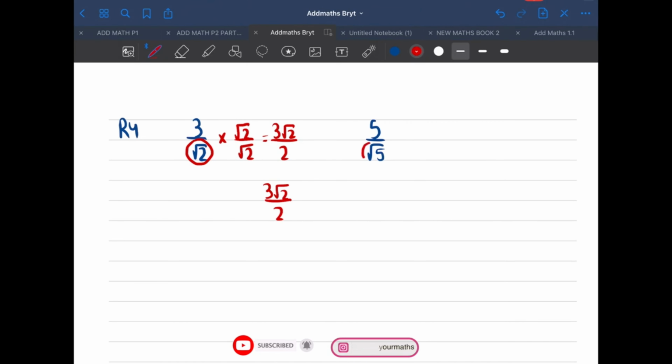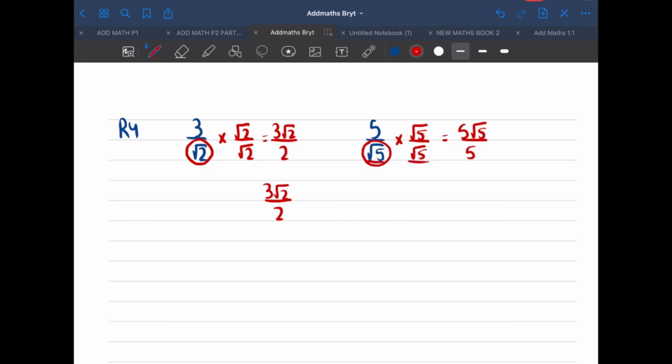Here, there is a single term in the denominator, and a root in the denominator is not allowed. How will you rationalize this? You're going to multiply by under root 5 in the numerator and in the denominator. So it's going to become 5 under root 5 divided by 5, based on rule 1. Under root 5 into under root 5 is 5. Can I cancel this? My final answer will be.